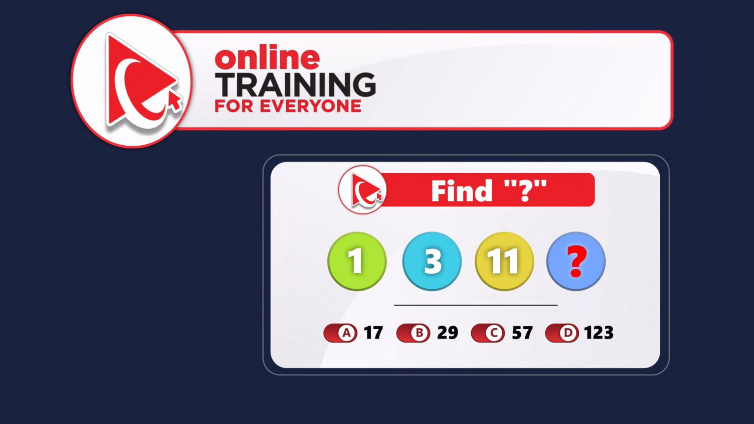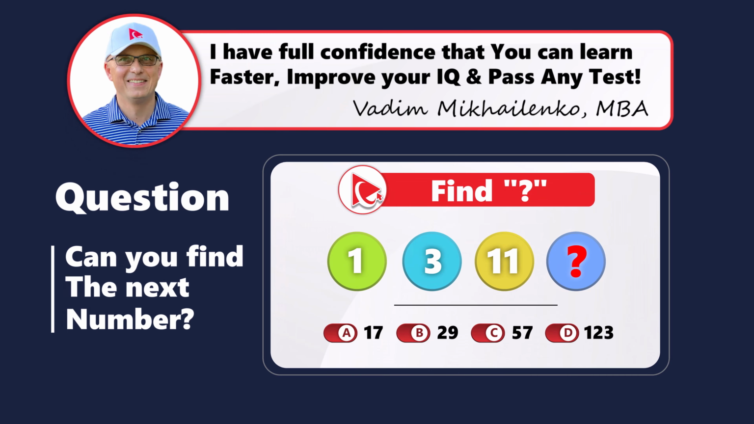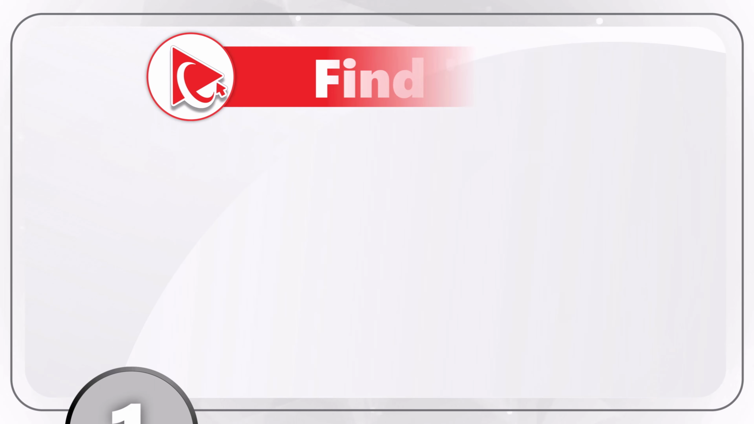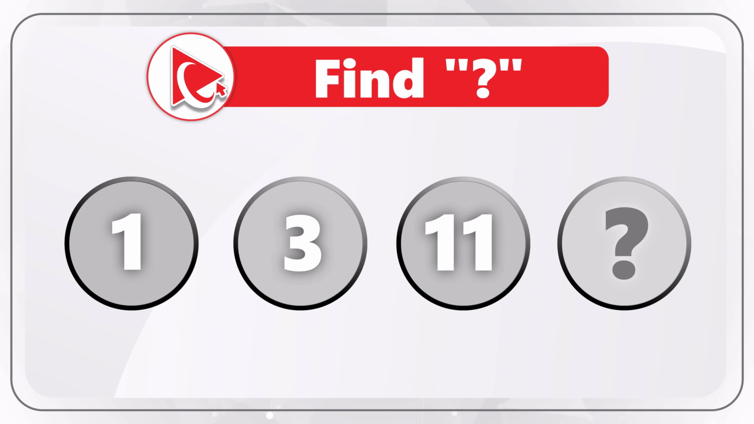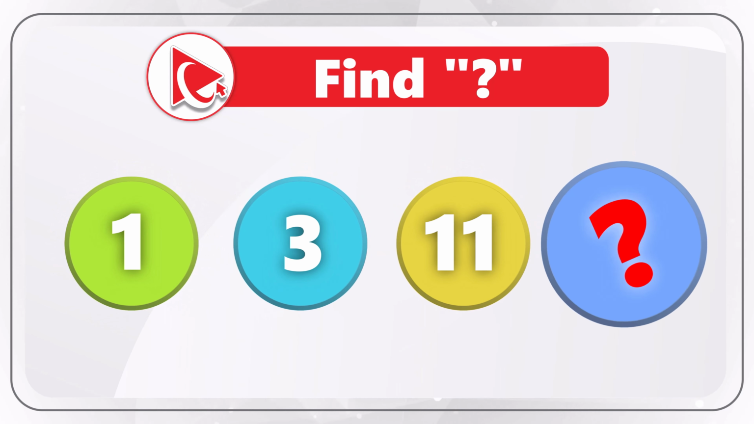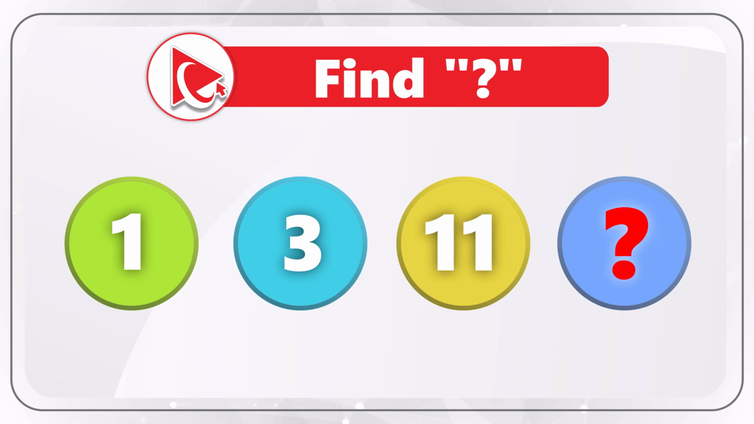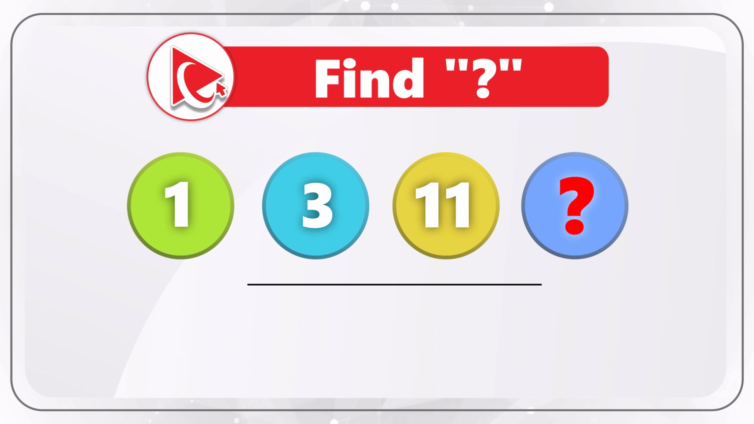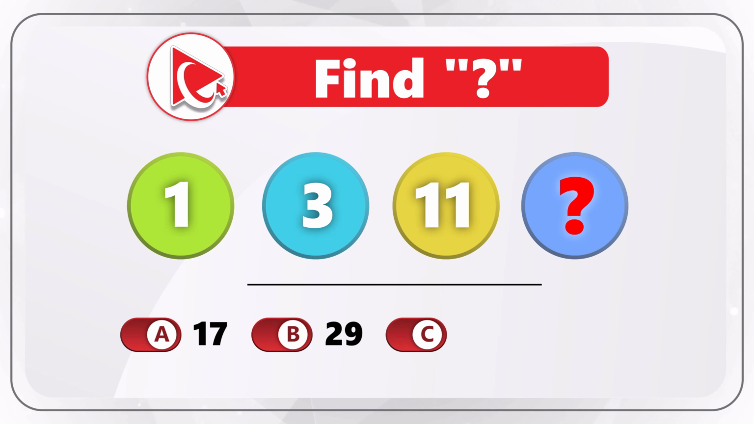Here's a question where you might struggle to get to the correct answer, but I have full confidence that you'll be able to solve this challenge. You're presented with a sequence of numbers. The numbers are 1, 3, 11, and then comes the missing number. You need to determine the missing number and rationalize your solution by selecting one of 4 possible choices. Choice A, 17, choice B, 29, choice C, 57, and last but not least, choice D, 123.